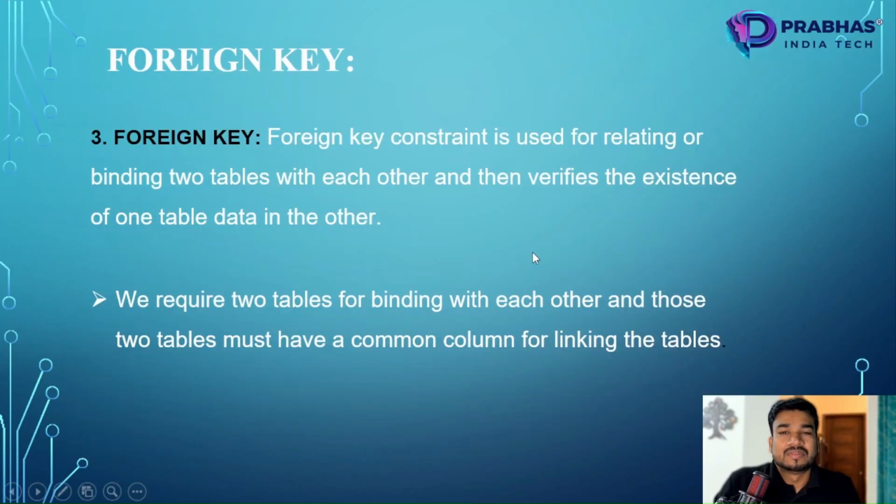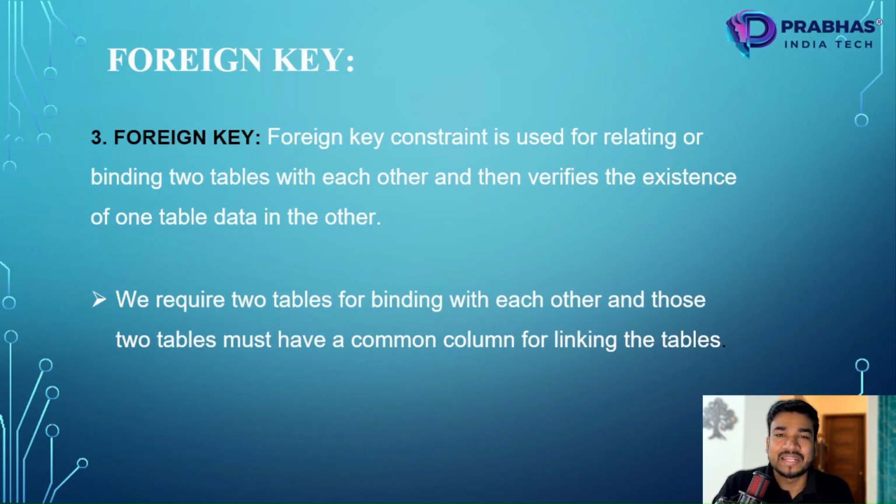Okay, now we will see the foreign key constraint. Foreign key means we are maintaining the relation between two or more tables. So in that we have one parent table and another child table. In one table we can create a primary key or unique key, and in the other table we can create a foreign key.